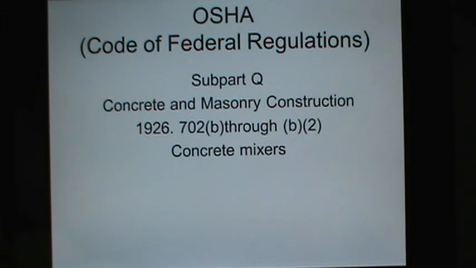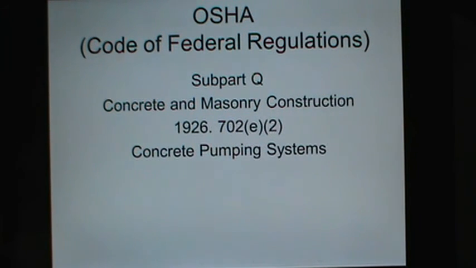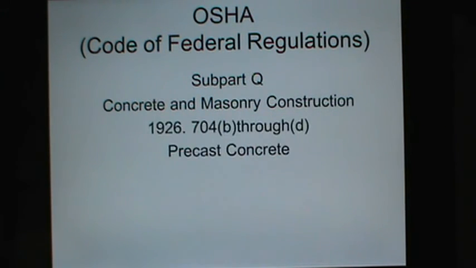As we drop down about 4 paragraphs in 702(e), we're going to see about concrete pumping systems. That's 702(e), and on 702(e)(2), compressed air hoses used on concrete pumping systems shall be provided with a positive fail-safe joint connector to prevent separation of sections when pressurized. Still talking about concrete, we're going to talk about precast in section 704, and we'll highlight paragraphs B through D.